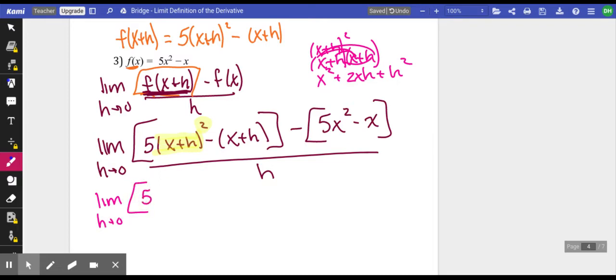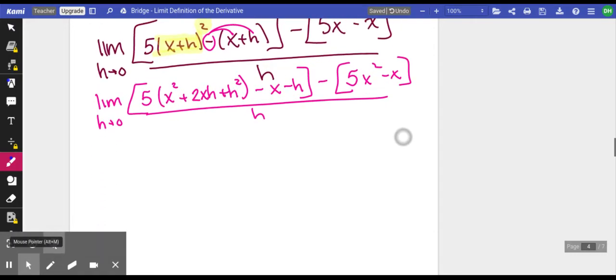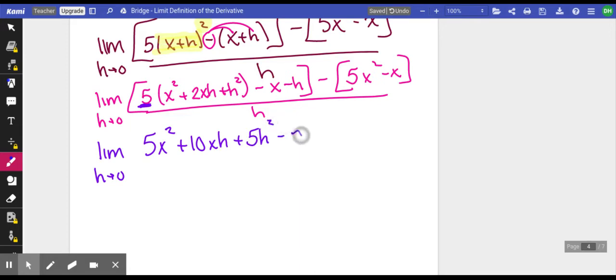So big bracket, nice and neat. Lots of steps now as they get uglier. 5, I'm going to replace that middle step with my x squared plus 2xh plus h squared. I can take this minus sign and distribute, so I'm going to say minus x minus h. And then minus this quantity, 5x squared minus x, all over h. Now I still have cleanup to do here. Why? Because I have to multiply this 5 into that function. So I have the limit as h approaches 0. All right, I've got 5x squared plus 10xh plus 5h squared minus x minus h. Now I'm going to distribute this minus: minus 5x squared plus x all over h.